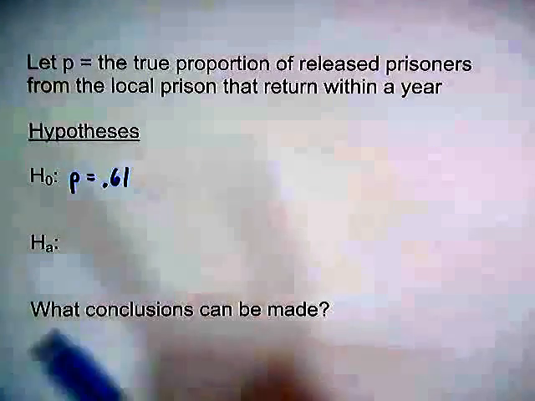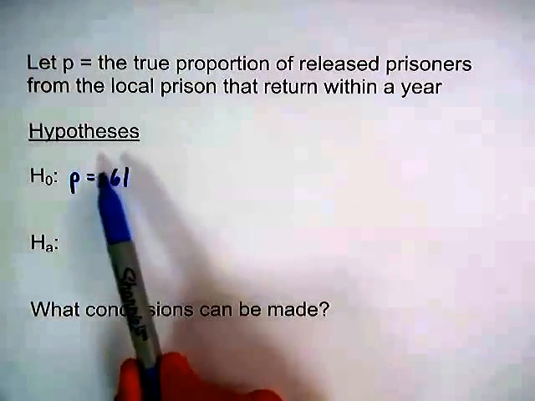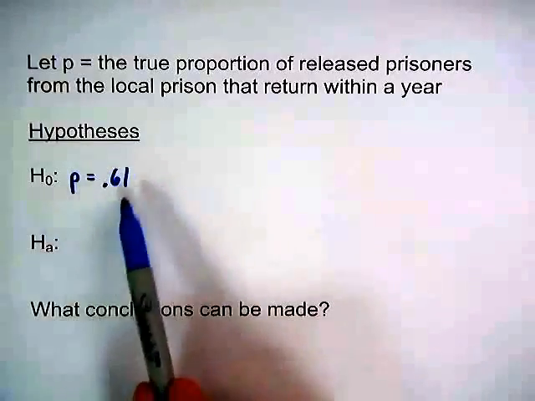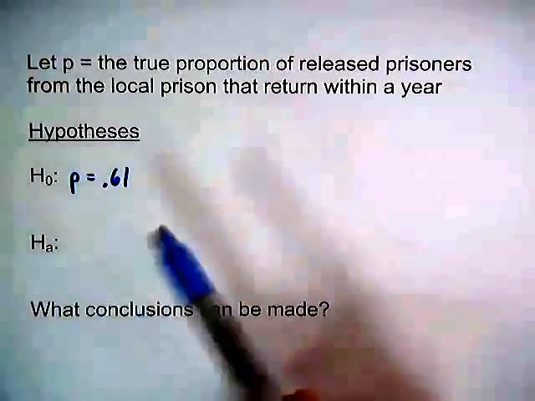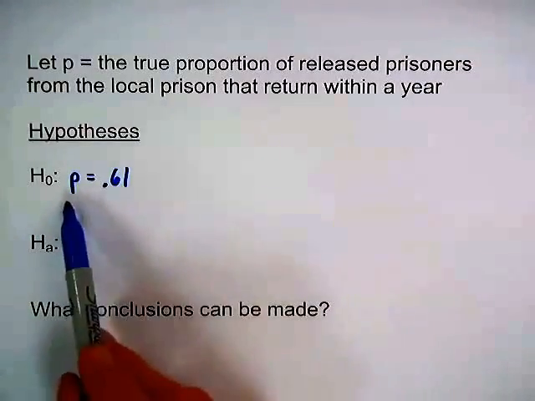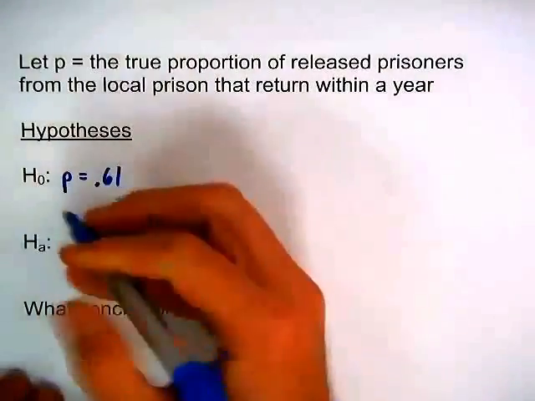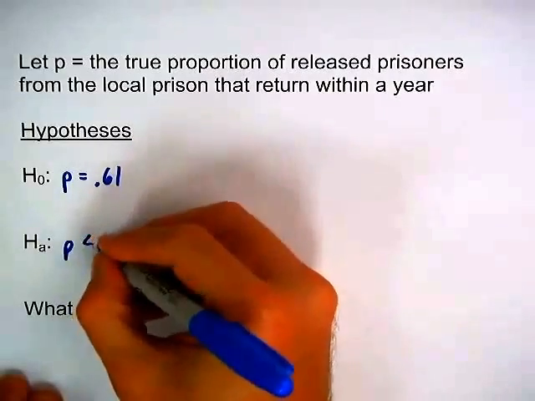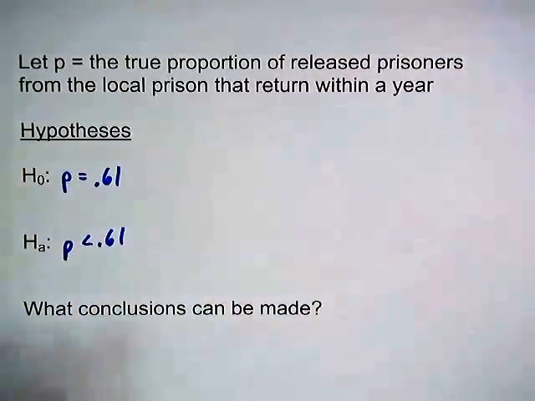Now let's think about what the alternate hypothesis is. We want to show that the local prison's program works. So if it works, that means that it lowers this proportion of prisoners that return. Okay, so what we want to do is show that P is less than 0.61. So that's going to be our alternate hypothesis or our alternative hypothesis.